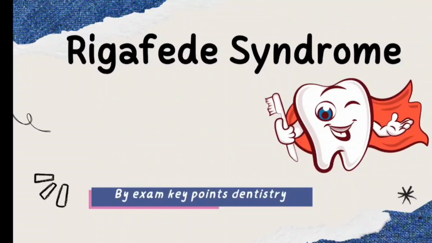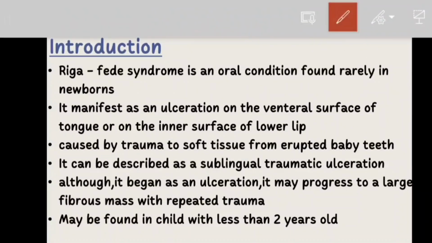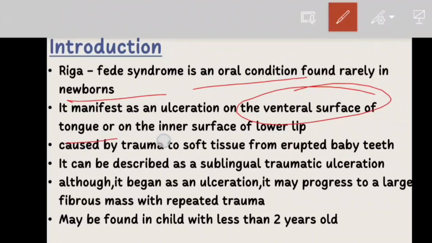So in today's lecture, we will understand what Riga-Fede Syndrome is, what causes it, where the ulcer occurs, what are its clinical features, how it is diagnosed, what are the histopathological findings, and finally how we treat it. So let's understand it step by step. Riga-Fede syndrome is an oral condition found mainly in newborns. It presents as an ulceration commonly on the ventral surface of the tongue and on the inner surface of the lower lip.